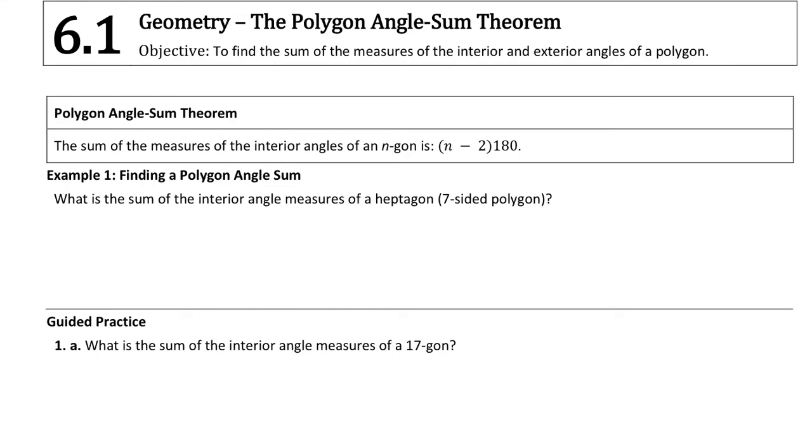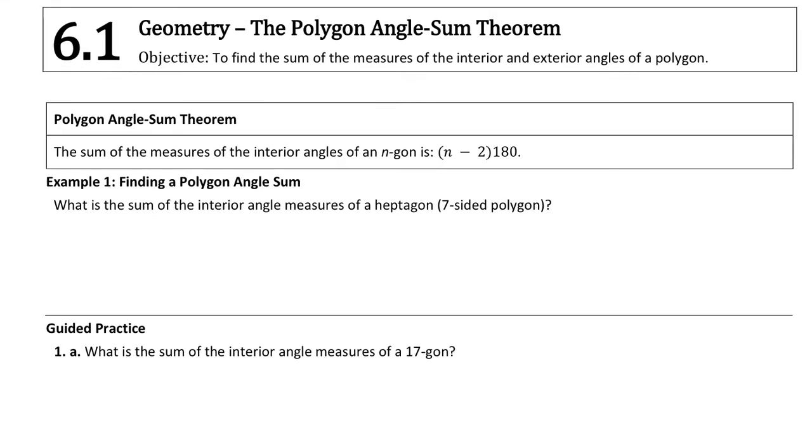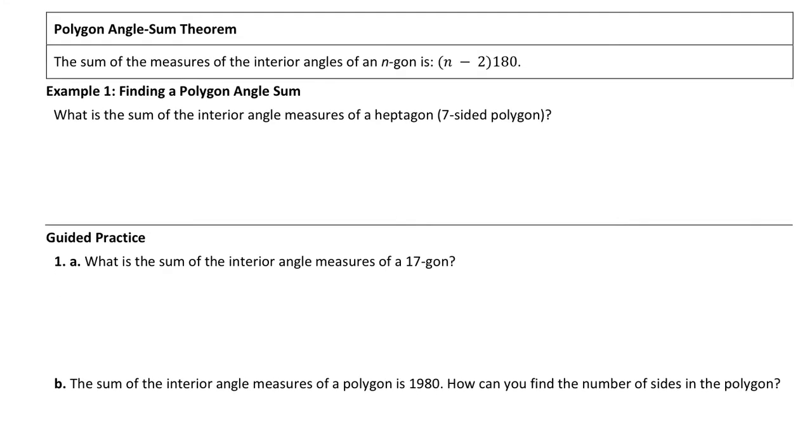Okay, so in Chapter 6, we are going to talk about polygons in general, and then more specifically, we're going to talk about quadrilaterals. So in this first lesson, we're going to talk more broadly about the sums of the angles of a polygon, both interior and exterior. So we're going to learn about something called the polygon angle sum theorem, and that states that the sum of the measures of the interior angles of an n-gon is n minus 2 times 180.